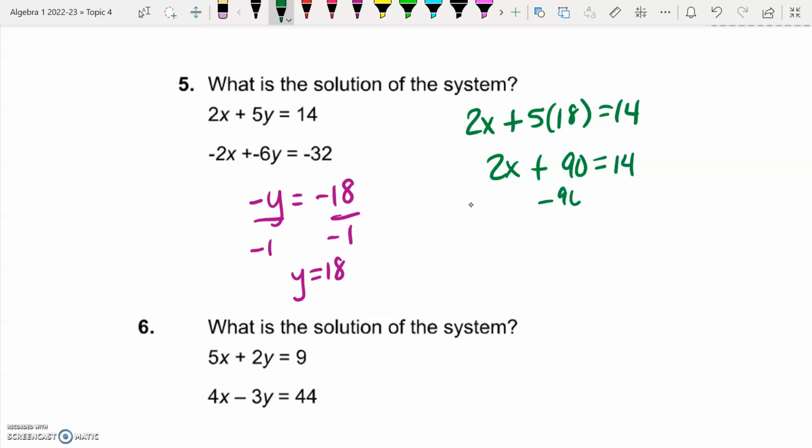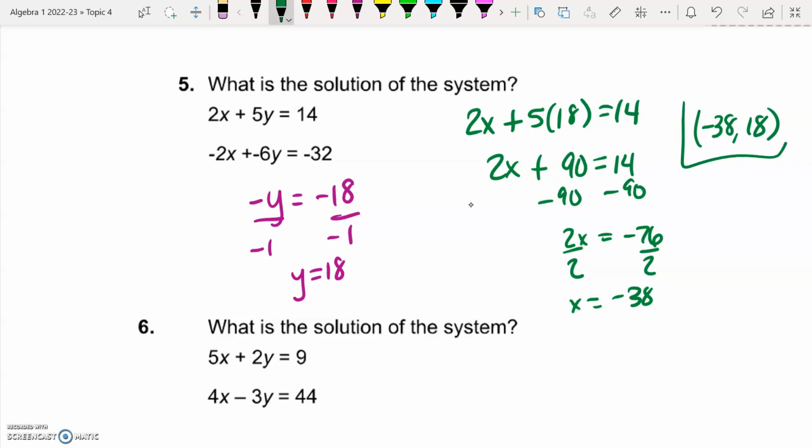I'm going to subtract the 90. I get negative 36, divide by 2. I get negative 38. Again, you could always plug it in and check it. Make sure you write your answer as a coordinate pair, a point. X is first, y is second.